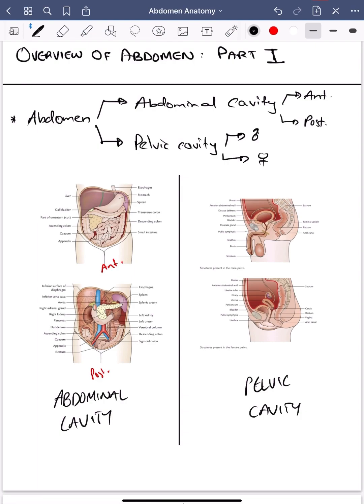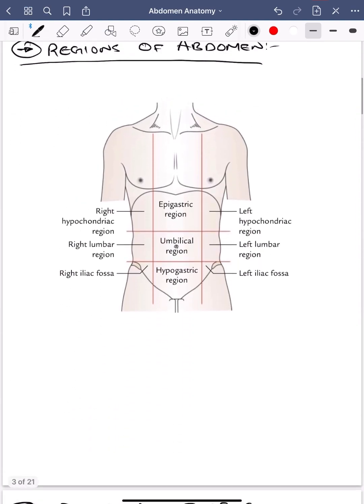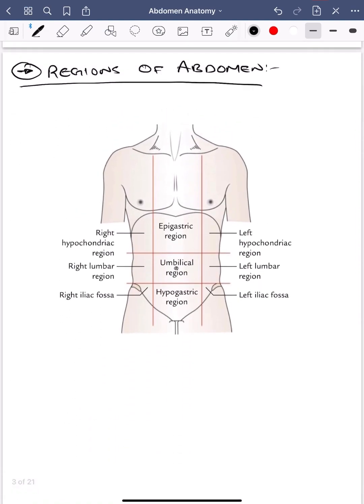Now, before we go into the discussion of the abdominal cavity, there are a few things you need to keep in mind. And the first is the regions of the abdomen. So the abdomen can be divided into 9 regions by 4 lines, and these are two transverse lines and 2 vertical lines that pass through the mid clavicular lines. So the right and left mid clavicular lines.